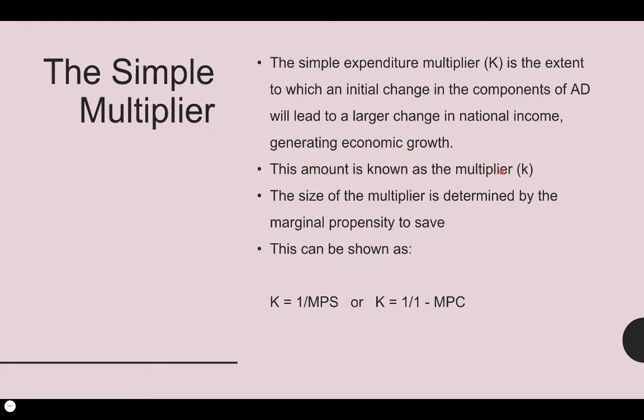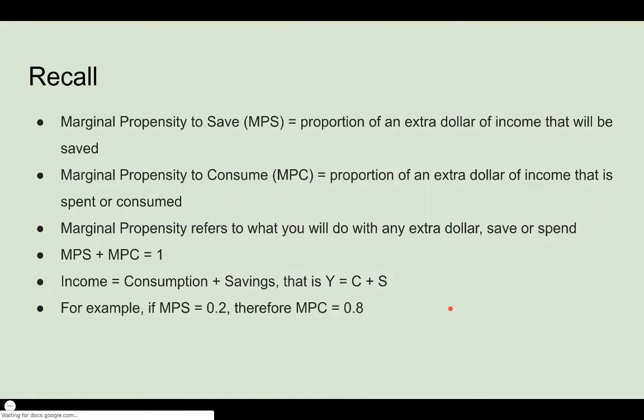So the amount is known as the multiplier K, and the size of the multiplier, or K, is determined by the marginal propensity to save. And we remember this from year 11, which we'll look at on the next slide. So the formula for K is 1 over MPS, marginal propensity to save, or it can also be written as K equals 1 over 1 minus MPC, or marginal propensity to consume.